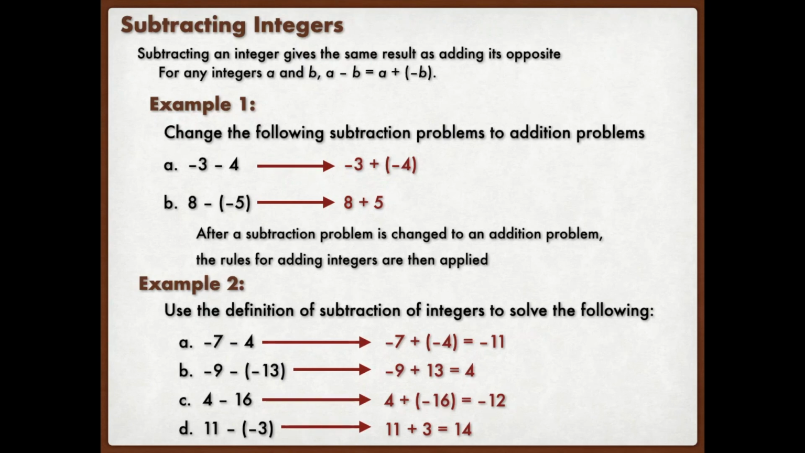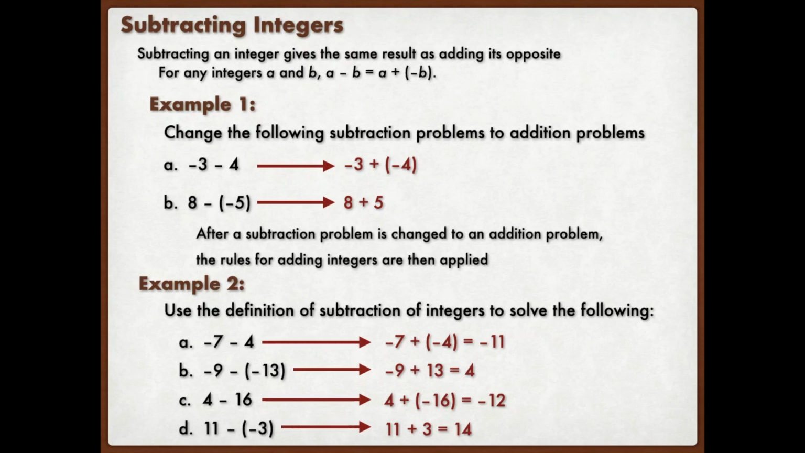Let's write it out. Let's change it and solve it. Negative 7 minus 4. I can do negative 7 plus minus 4. Okay, now I'm going to follow the rules of adding integers. Negative 7 plus minus 4, same sign. I can turn these into absolute value. So 7 plus 4 is 11, but the sign was negative, so that would be negative 11.